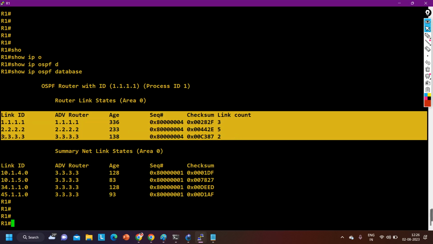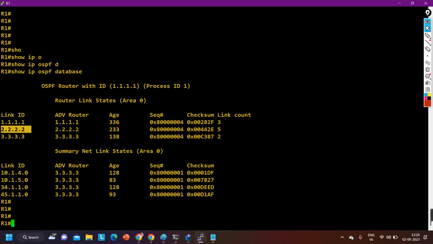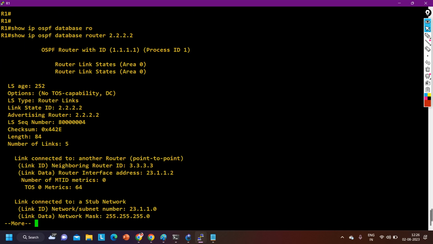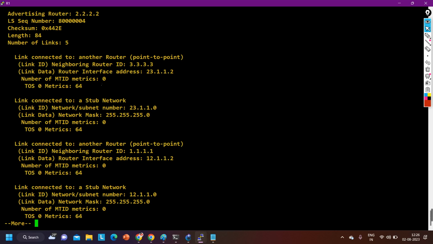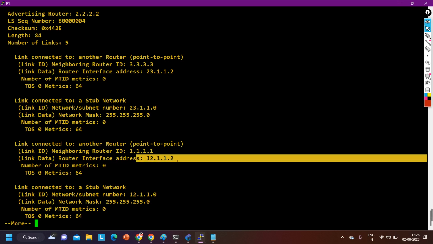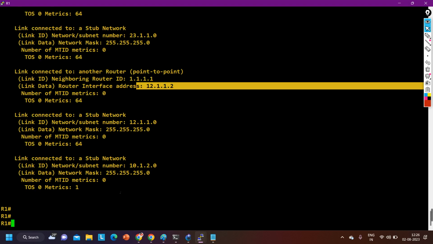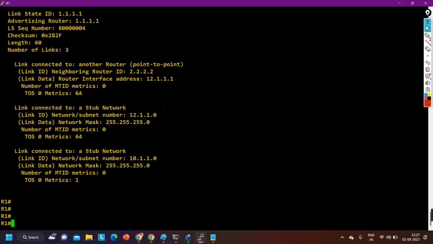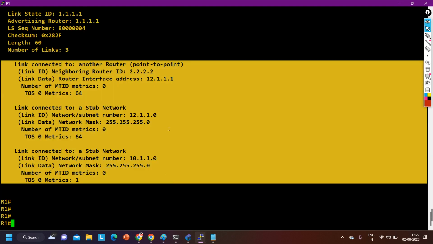Let's say I want to check the detailed information of router 2, that is, how many networks router 2 is sharing. So I will run the command show ip ospf database, after that router, and I want to check the router LSA of 2.2.2.2. So it will show me the detailed information of 2.2.2.2. See, inside the LSA1 of router 2 there is the 23 network, the 12 network, and the 10.1.2.0 network. Getting my point? So for all routers, if you open LSA1 of router 1, 1.1.1.1, it is sharing all link information.